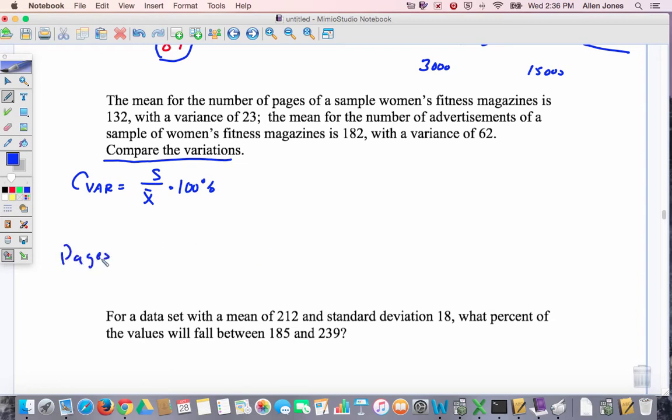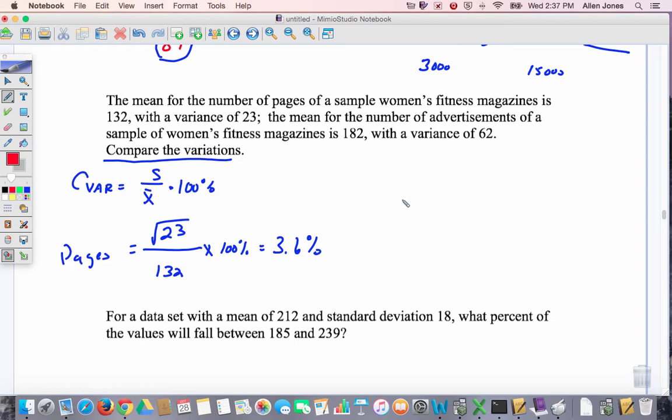For our number of pages, our variance is 23. We established in the previous section that the standard deviation is the square root of the variance. So to get the standard deviation, the S in my formula, I take the square root of 23, divide it by my mean of 132, and multiply by 100 to make it a percent. My coefficient of variation for the number of pages is about 3.6%.